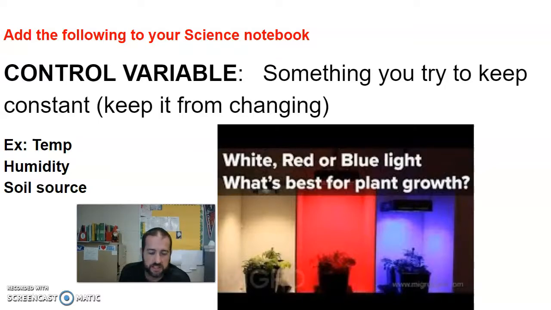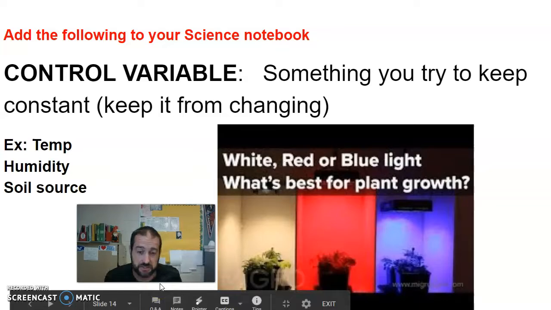So we want to keep the temperature in this room where our plants are the same for all plants. The humidity, we want to keep that the same for all plants. Soil source, we want to use soil for all of these plants from the same bag of soil that we got from Home Depot, let's say. We are keeping these variables controlled. We only want to change one thing on purpose in the experiment, if it's possible. This can be really hard to do in science. The great thing about plant experiments is you can control a lot of these variables.